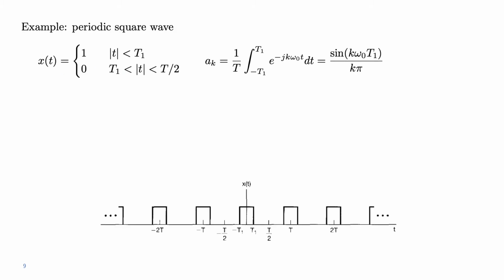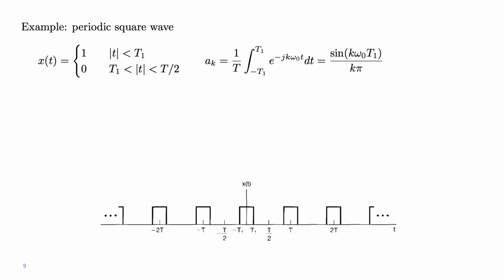Let's see some examples to put into practice what we just learned today. The first example we'll see is the periodic square wave. Again, it's a very useful signal. So it's defined as 1 in a certain interval, so between minus t1 and t1, for example, and 0 elsewhere in the period. And then this is replicated with a certain period t, as you can see in the figure.